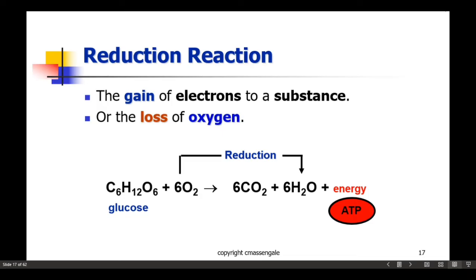Now, to easily memorize and to not get confused, just remember the mnemonic LEO-GER. Loss of electrons is called oxidation, and gain of electrons, which the GER stands for, is called reduction.